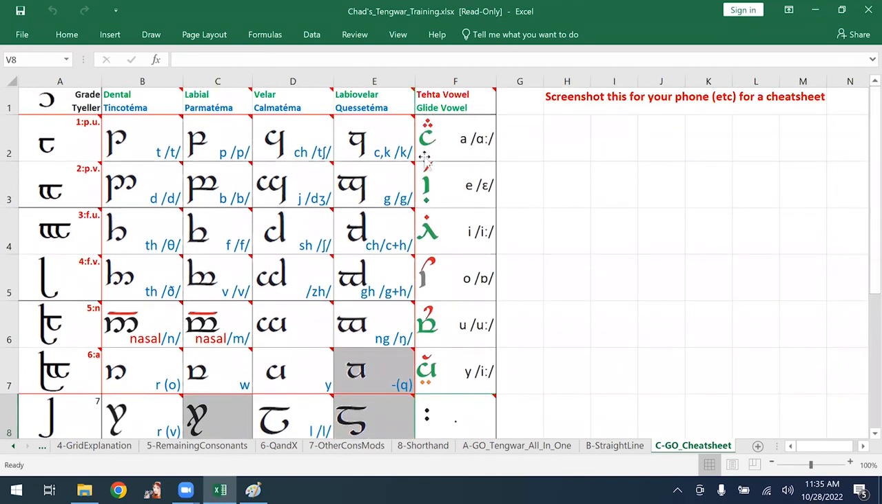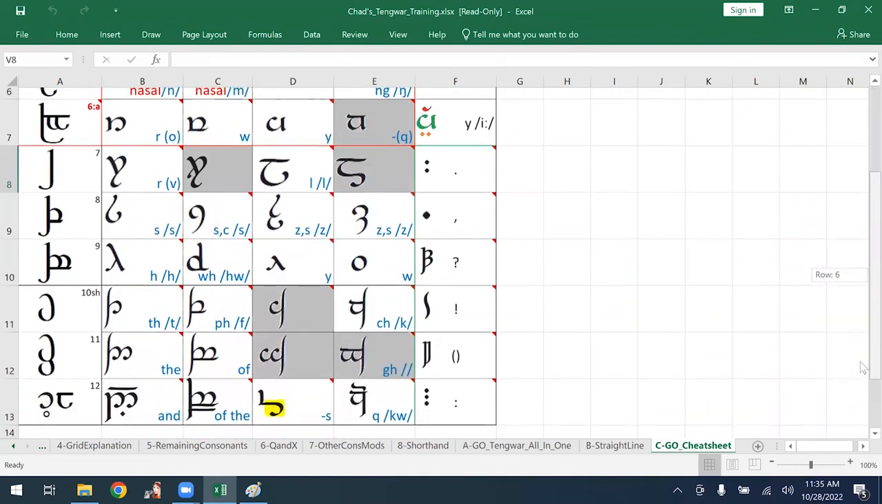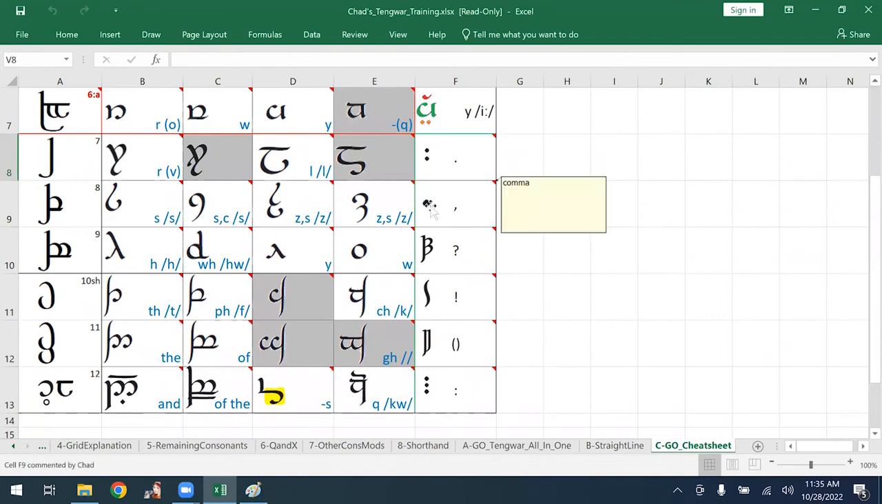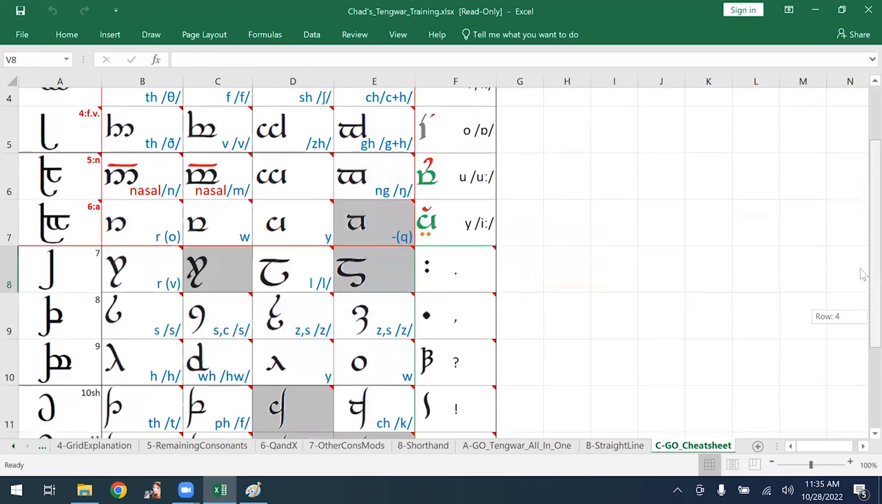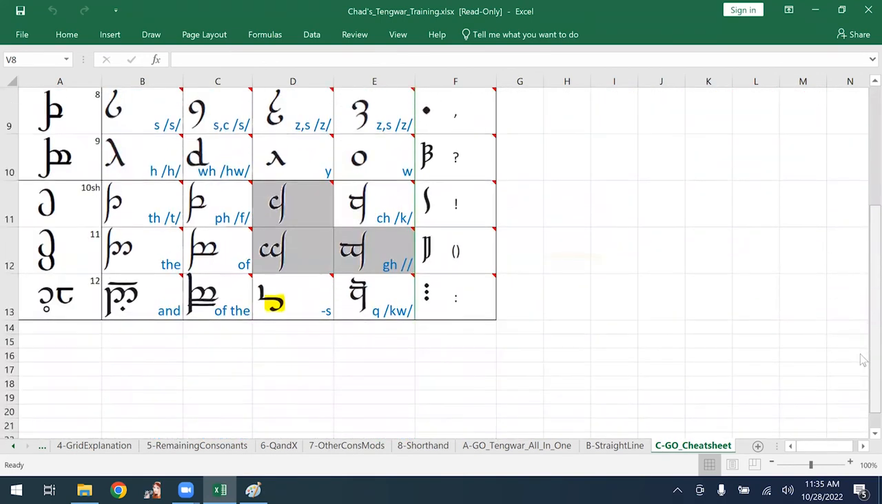We got your Tehtar vowels, and you got your glide vowels below them. Right here, there is a period, a comma, a question mark, an exclamation point, parentheses, there's your plural S, there's your labialized consonant for que, and then this is a colon. Basically, this whole thing right here, you could take as a screenshot, put it on your phone, and this is everything you need to know as a cheat sheet. And we are done. How you like it?